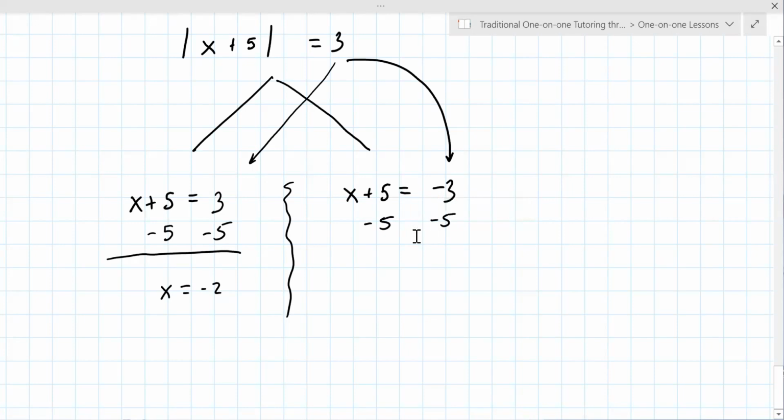So on the right hand side, you do the same thing. You subtract 5 from both sides. All right. X equals 2. X equals -8. It's not always negative and positive, and that's what I mentioned earlier.